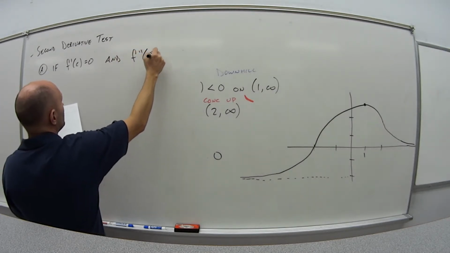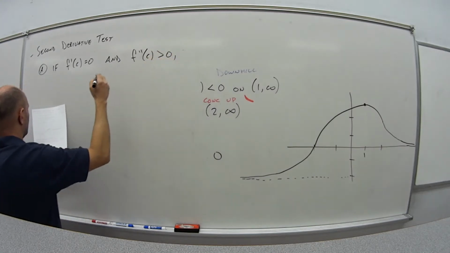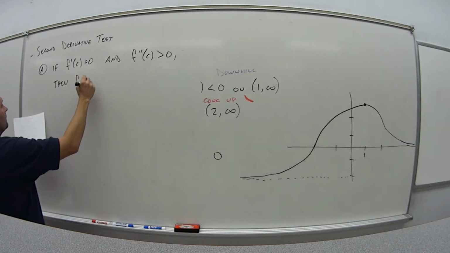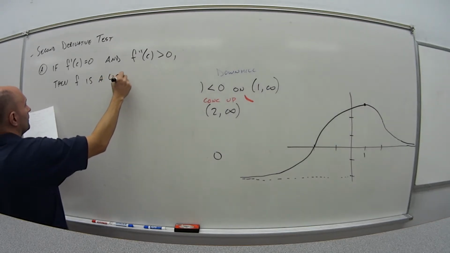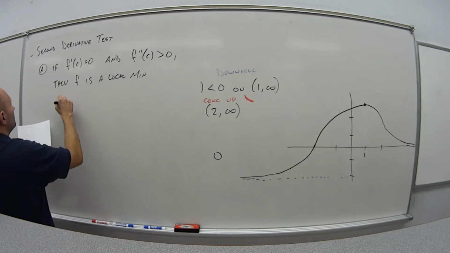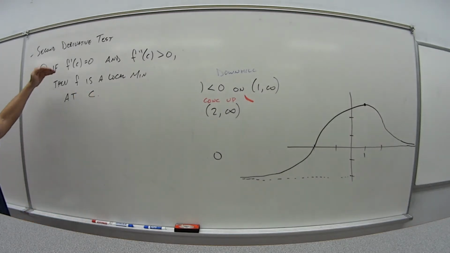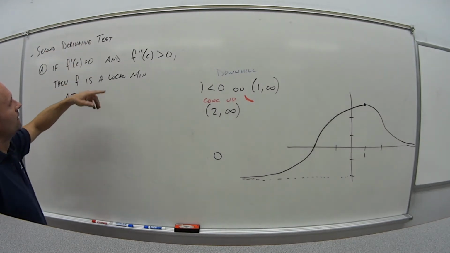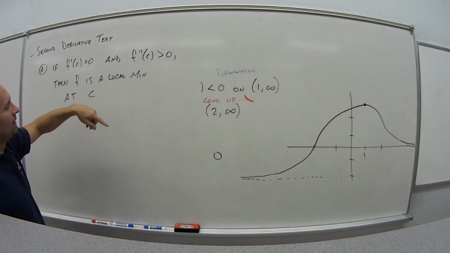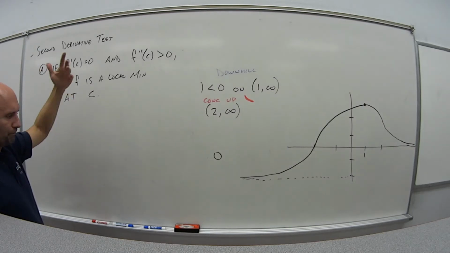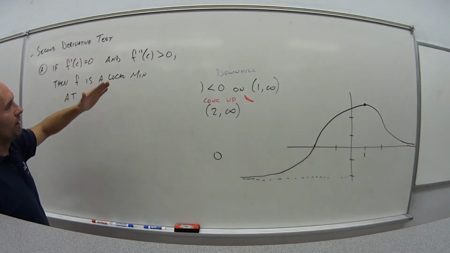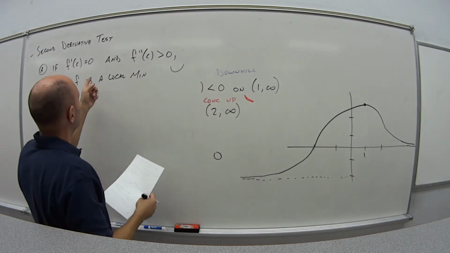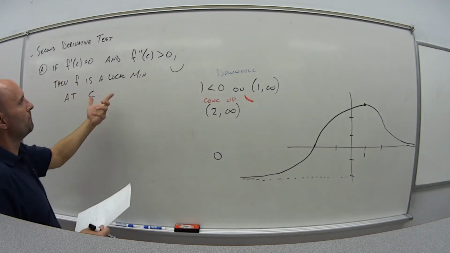f double prime of c is greater than 0, then f is a local min at c. So again, think about it. F prime of c is 0, meaning it's a horizontal line, meaning it has to be a local max or a local min. And if the second derivative at that point is positive, so that means what? Positive, concave up. So the only way it can be concave up is if it looks like the parabola or a coffee cup facing upward. So that means at that point c has to be the local min.